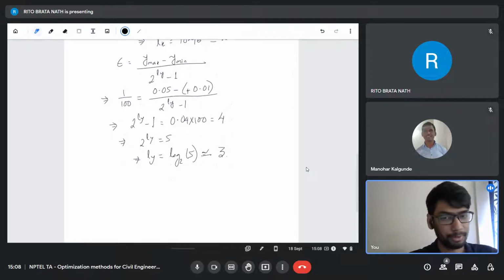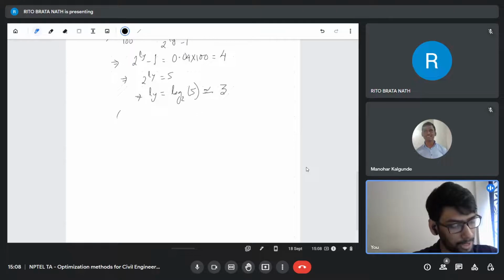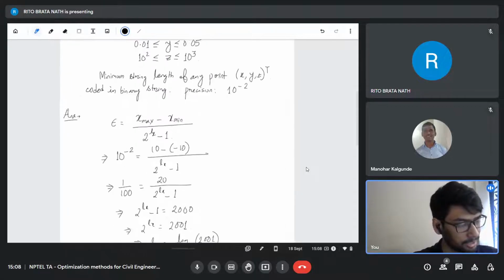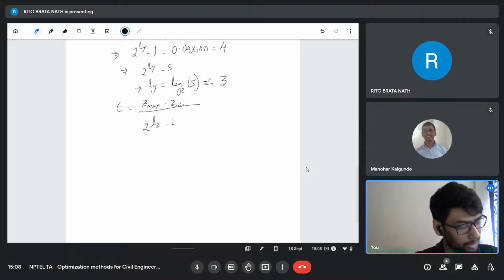Then finally, you have to do the same exercise for Z as well. For that, you have this Z max minus Z min, and then you have this 2 to the power Lz minus 1. I think the Z max and Z min were 10 cube and 10 square. So let me put those values here. So this is 1 by 100. This is 1000 minus 100 divided by 2 to the power Lz minus 1.